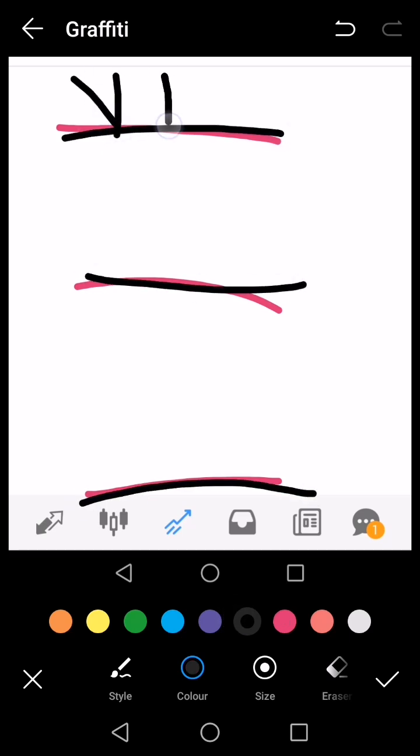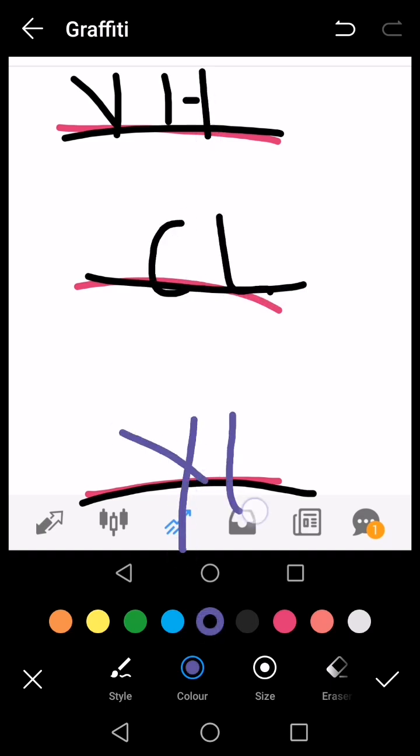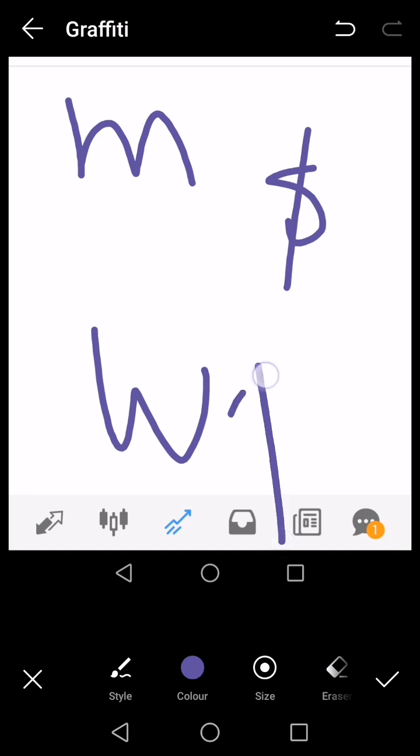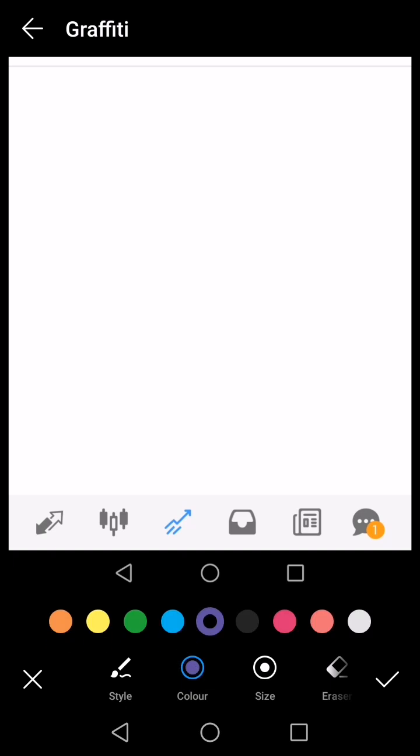Yesterday high, closing price, yesterday low. Number 3, M and W pattern. Master the process, keep it simple, may the force be with you.